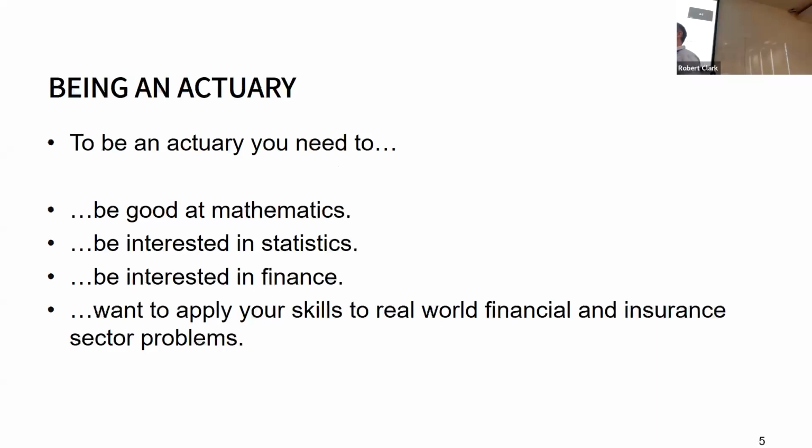Being an actuary, so I'm not an actuary, I'm a statistician, so there's some overlap in our domain of knowledge, but they're not quite the same. But to be an actuary, you need to be good at mathematics, have an interest in statistics, be interested in finance, and also want to apply your skills to real-world financial and insurance sector problems.